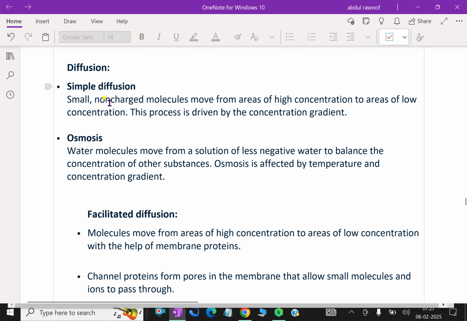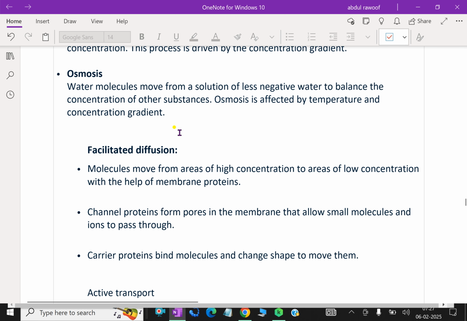First, simple diffusion. Small non-charged molecules move from areas of high concentration to areas of low concentration. This process is driven by the concentration gradient. What is osmosis? Water molecules move to balance the concentration of other substances. Osmosis is affected by temperature and concentration.